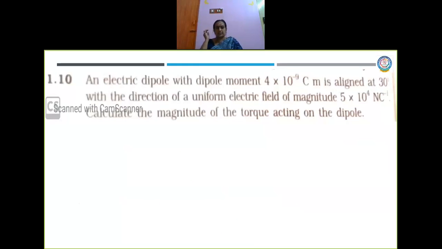It is a very easy sum. It's a direct substitution of formula. Okay, so let us read the sum.